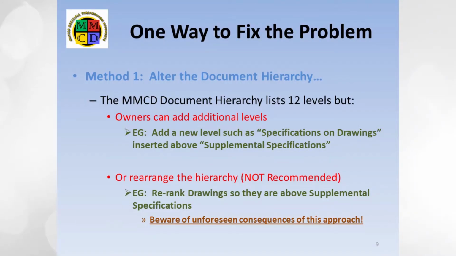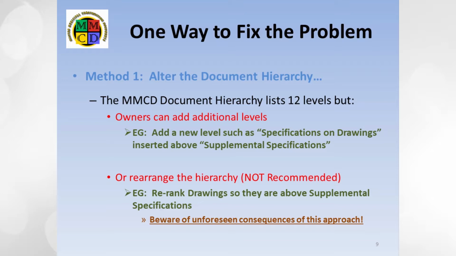Okay, so how should we fix the problem? I'm going to show you 3 ways to do this. The first, and least preferred, is to alter the document hierarchy by writing a supplementary general condition replacing GC 2.2.4. Here, there are 2 submethods. One is to add an additional level. For example, above supplementary specifications, add a level called something like Specifications on Drawings.